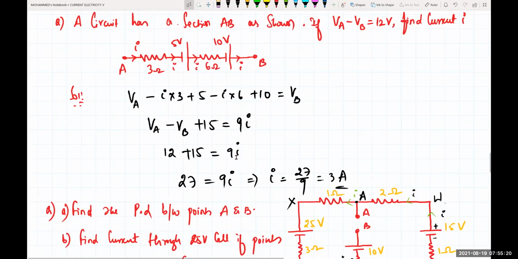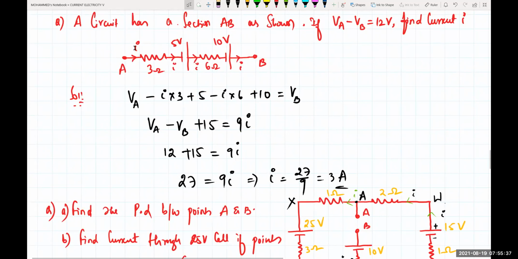The circuit has a section AB as shown. If VA minus VB is 12, find the current I. He has given me the potential difference and is asking to calculate the current. Between A and B, as given in the diagram, at A the potential is VA.